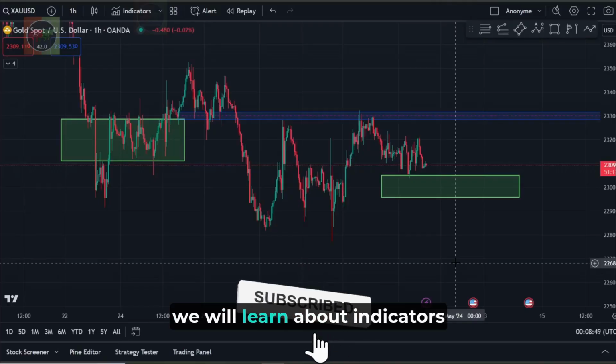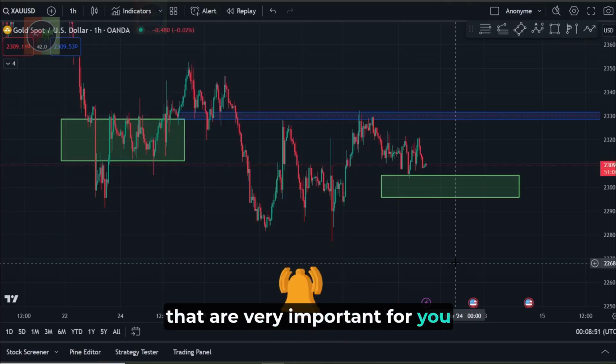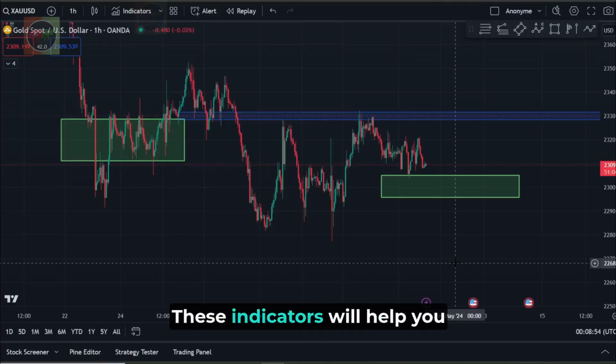Today, we will learn about indicators that are very important for you to know and be aware of. These indicators will help you improve your own strategy in the world of trading. We'll cover 5 indicators as follows.